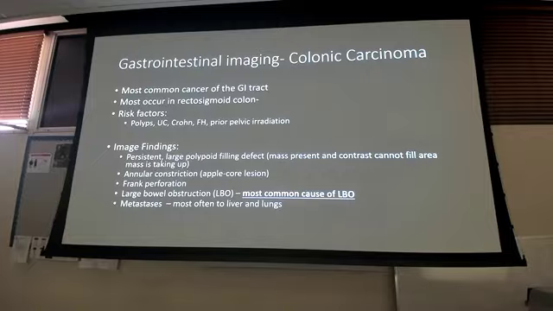So what do we normally find? We end up finding a large polypoid filling defect. We'll take a look at what that looks like. The apple core lesion, that is going to be your key thing that we're talking about, okay? Frank perforation, that means I got a pneumoperitoneum in there. Large bowel obstruction, most common cause of large bowel obstruction is cancer.